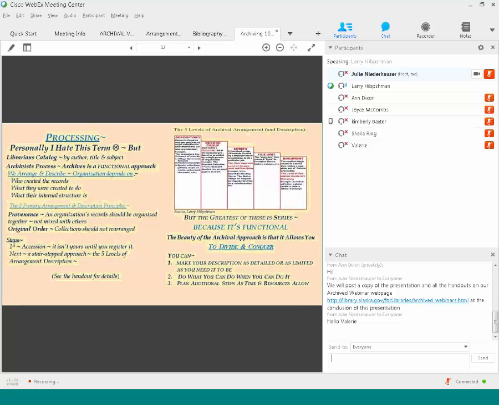And it's very important to know when you're doing this who created the records, what they were created to do, and what their internal structure is, because those three things together will determine your arrangement and your description of the records. There are two primary principles in arrangement and description. One is provenance. It means, where did the records come from? And organizations should always be organized together, not mixed with others. If you get records from a lawyer and a historical society and a bank, and they all discuss a particular subject, you don't pull the records out of each and create a subject file on that subject.